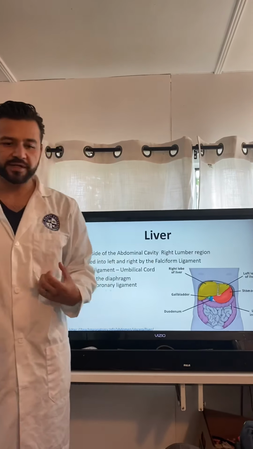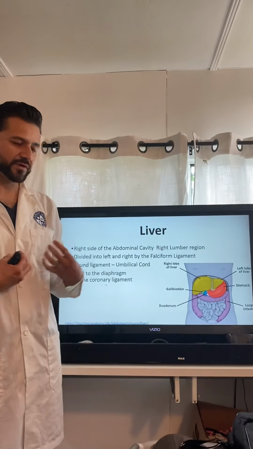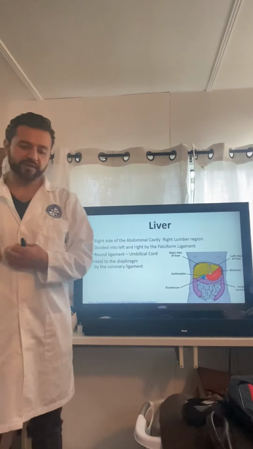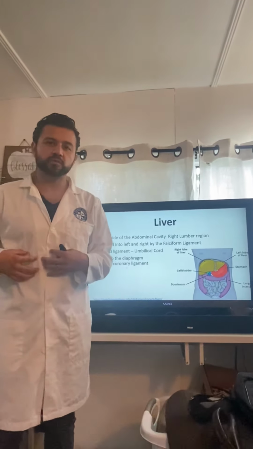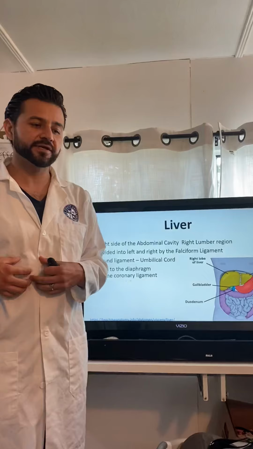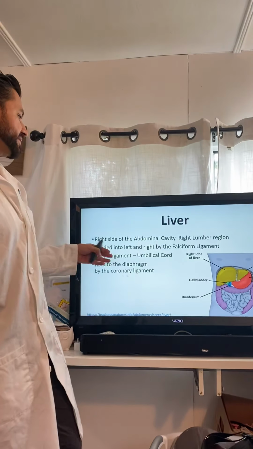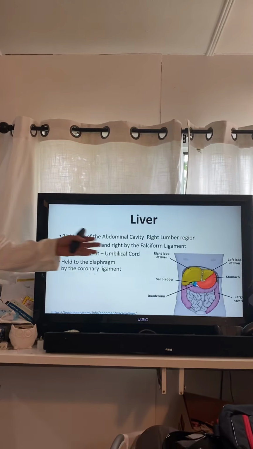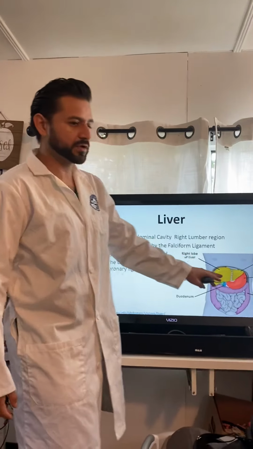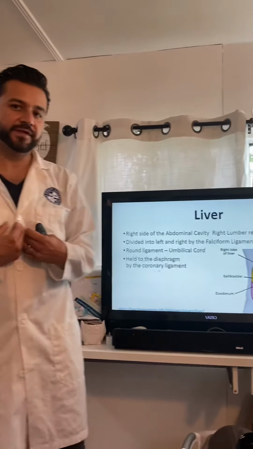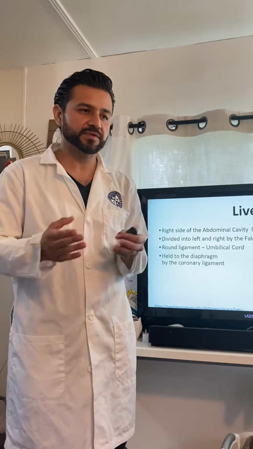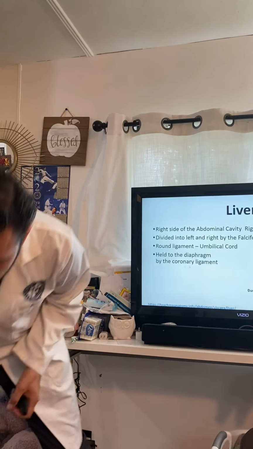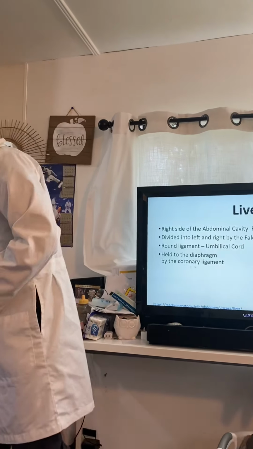If we were to open the body and look at where the liver is, we'd find it at the right side of the body, more specifically in the right lumbar area. If we were to open up the body and look at it, it can be divided into two lobes, and the thing that would distinguish one lobe from the other would be the falciform.